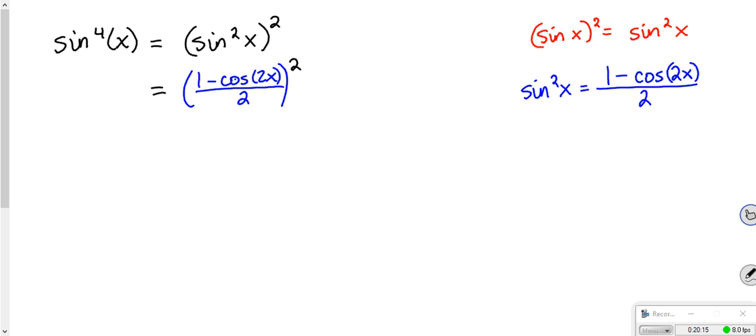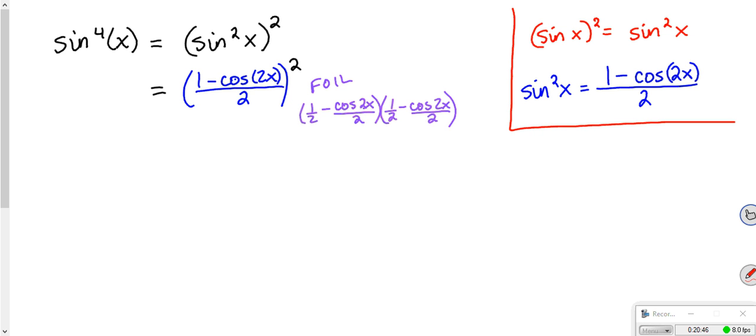squared. Now, this is a binomial. Don't know if you all kind of realize this, but we have to FOIL. Okay, what we're FOILing here is 1/2 minus cosine 2x over 2 times 1/2 minus cosine 2x over 2. Okay, that's what we're FOILing. Let me just put those in a box so they're kind of off on their own. So if we FOIL those, remember first, outer, inner, last. If you FOIL those, this is what you end up with.